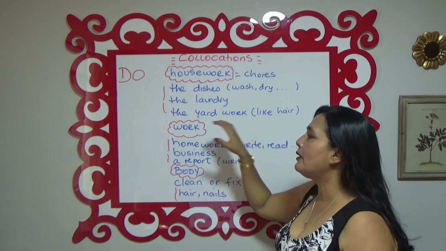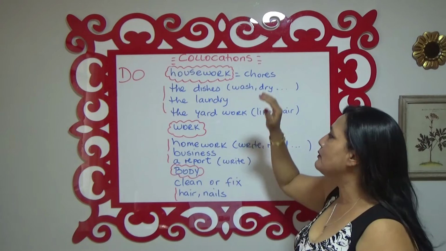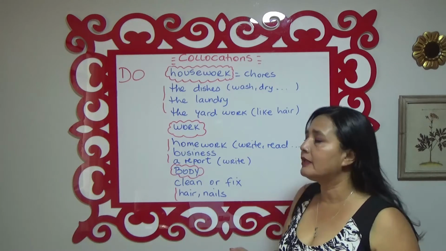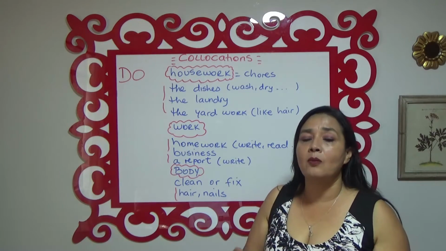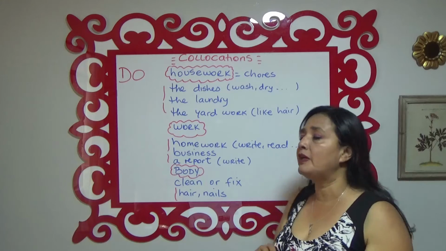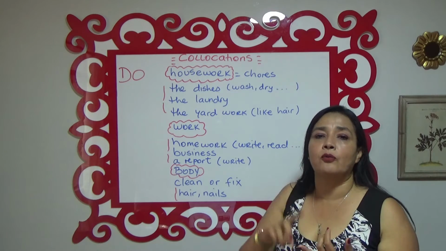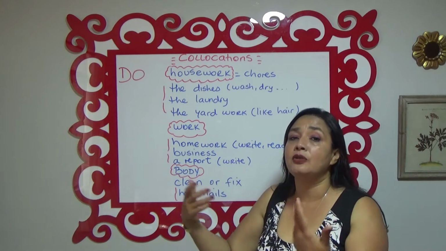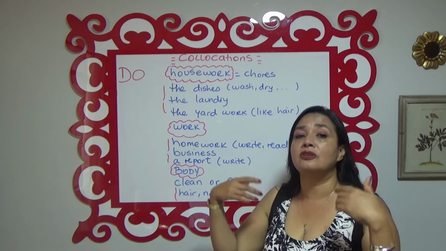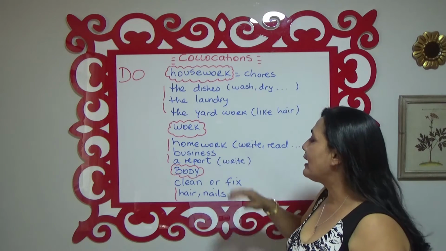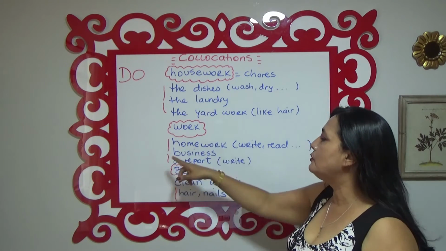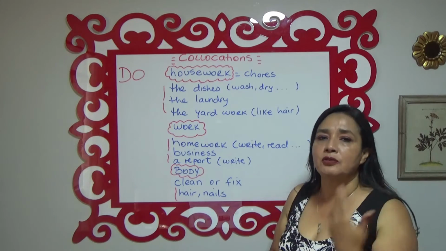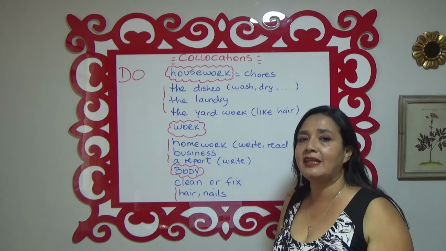What happens with work? When we talk about collocations about work, we can mention homework, right? Homework. Why? Homework also includes a list of verbs, like writing or reading, etc., right? Many things that you do in order to present your homework. Investigation, research, etc. In the kind of business, you also do homework, you do business and you do a report because you have to write, research, investigate, etc.